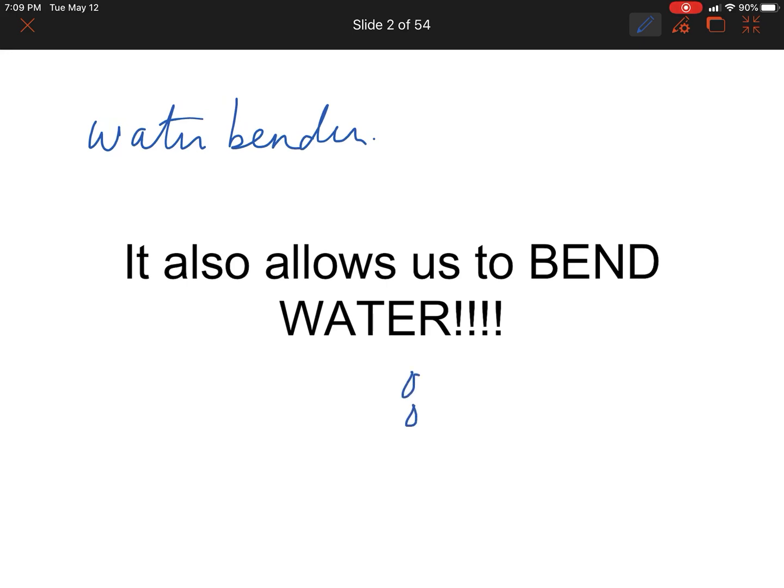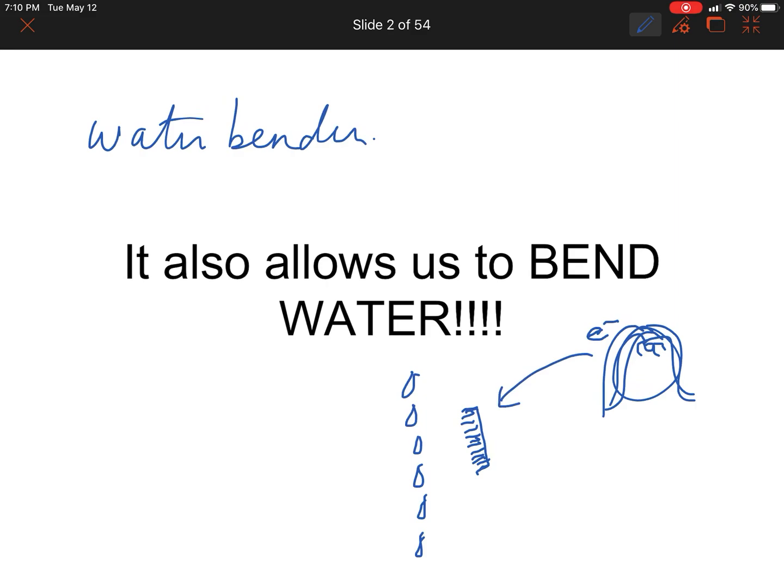Okay, so let's talk about why that happens. So we've got our droplets of water here, and we've got our comb. This is my comb here. Beautiful illustrations. Now, when you comb your hair, what happens is the electrons from your hair get stripped off and deposited on the comb. So that happens through friction.